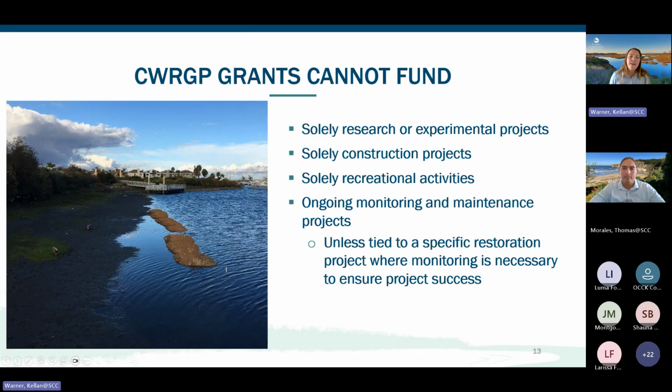So things that we cannot fund are solely experimental or research projects, anything that's only construction, anything that's solely recreational, or ongoing monitoring and maintenance projects, unless it's tied to a specific restoration project where monitoring is necessary to ensure project success and it's completed within the duration of the project.